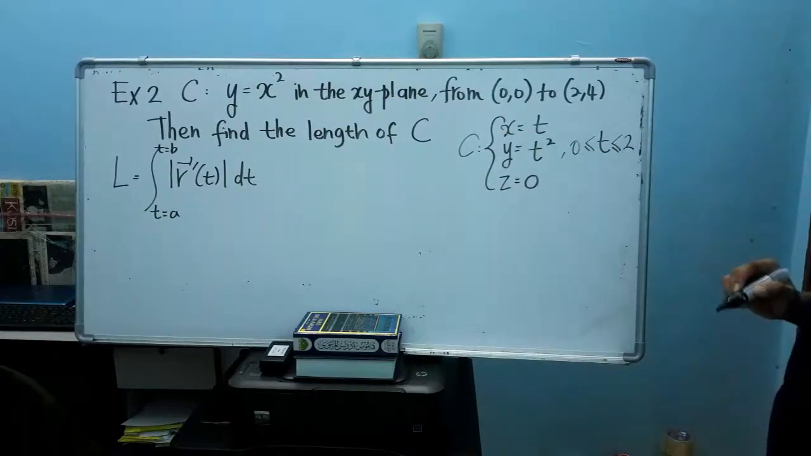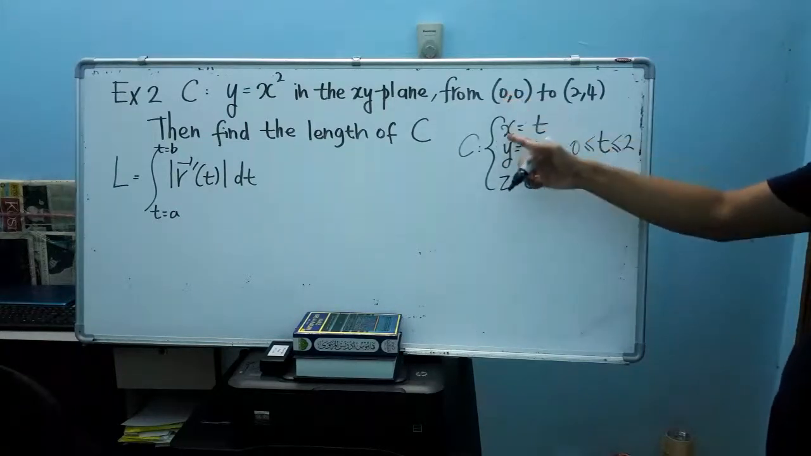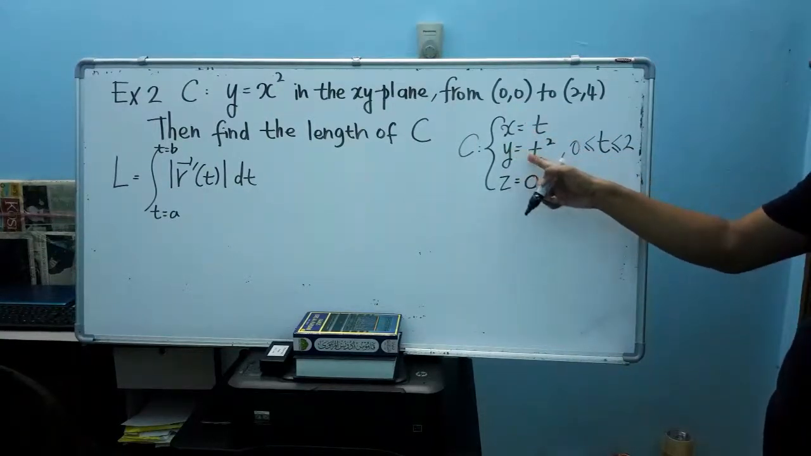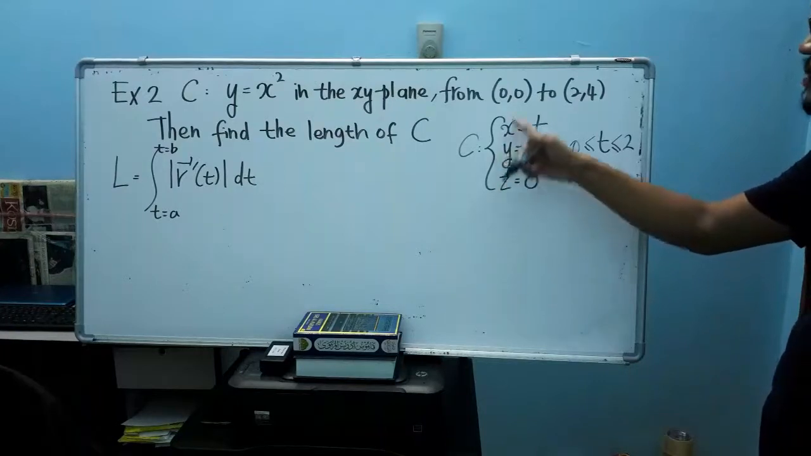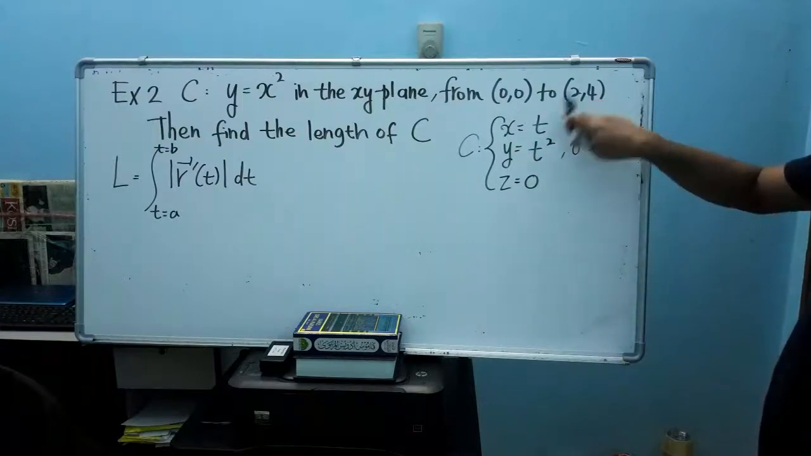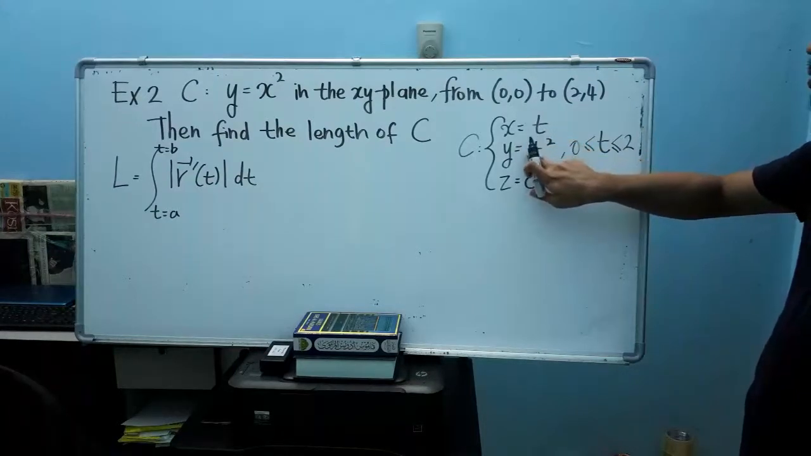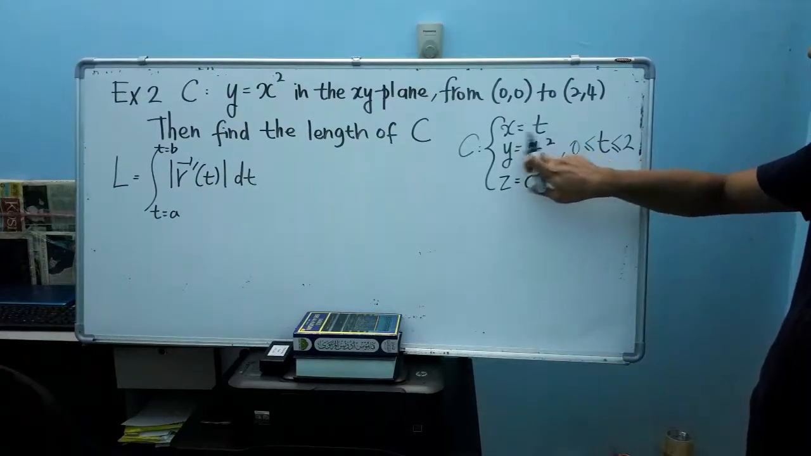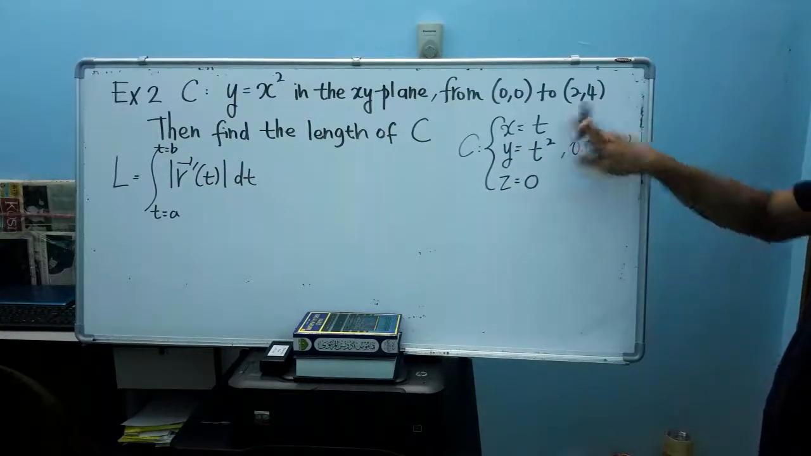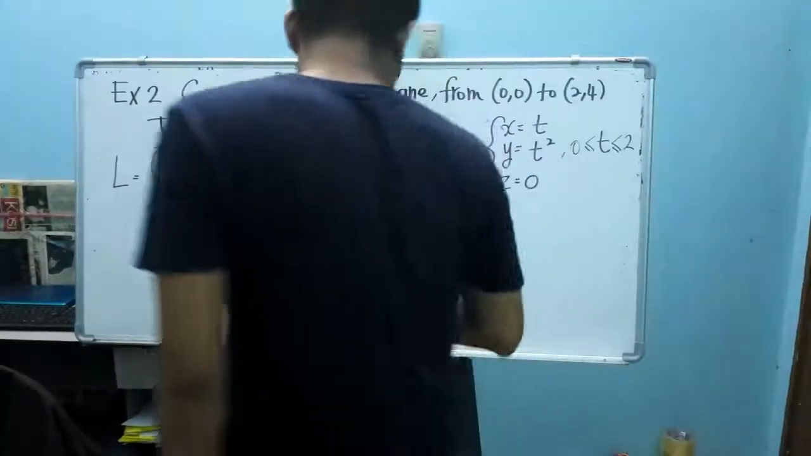Of course, it should follow the value of Y. If X equals 0, T equals 0, and Y equals 0. Okay, it's correct. T here should start from 0. When T equals 2, because X equals 2, Y is 2 squared, which is equal to 4. Okay, you have 2, 4. So it coincides also for X and Y. So the value of T in between 0 and 2 here is correct.